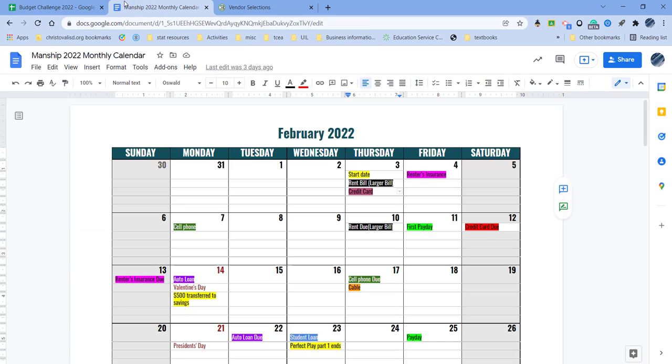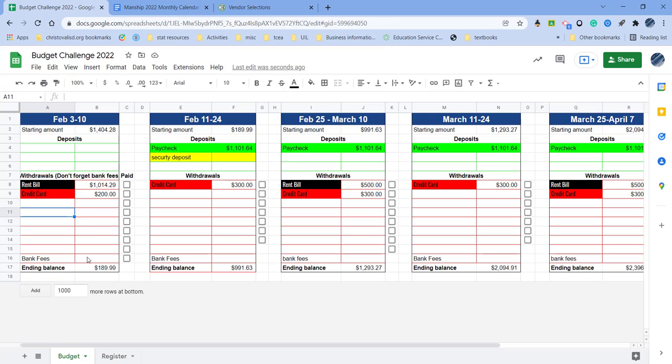So I'm going to go back over to my calendar. And the next thing I have due is my renter's insurance. So I'm going to go ahead and copy that over. And I'm going to schedule that. If I look at my first one, I'm already down to $189. So I don't have room this pay period to put it, so I'm going to put it in my second one.